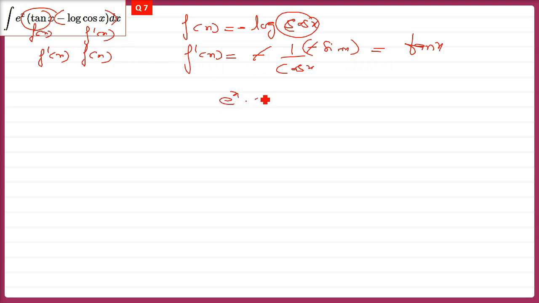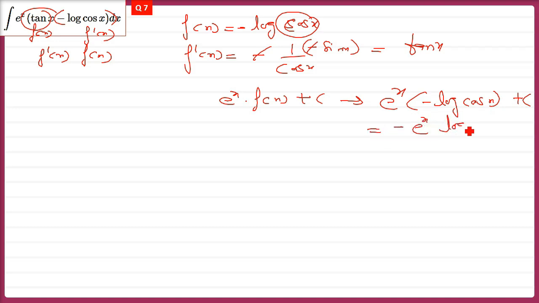Okay, so the solution will be what? e raised x into f(x) plus c. That is the direct result of the formula if this question is equivalent to that formula. So e raised x negative log cos x, which is our f(x), plus constant of integration. You want to write it in a better way, you can just take this negative outside, e raised x log cos x, and need to put this cos x inside the modulus because you cannot have a negative inside a log. Okay, done. But if this is a question of 1 mark, okay, accepted.